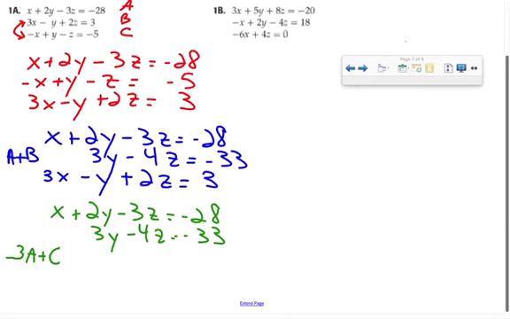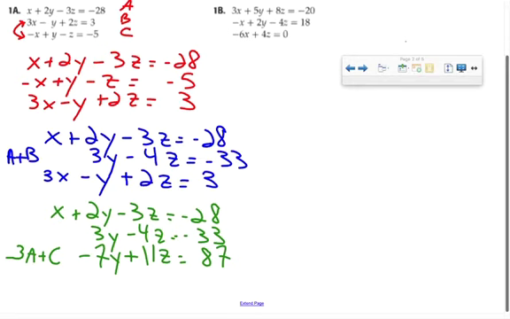-3 times 2 is -6, plus a -1 is -7y. -3 times -3 is 9, plus 2 is 11z equals, and I gotta pull out my calculator for this one, -3 times -28 is gonna be positive 84, plus 3 is 87. Okay, so I've winnowed the last two equations down to 2 variables.